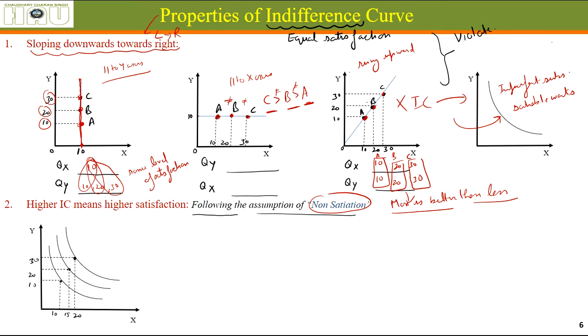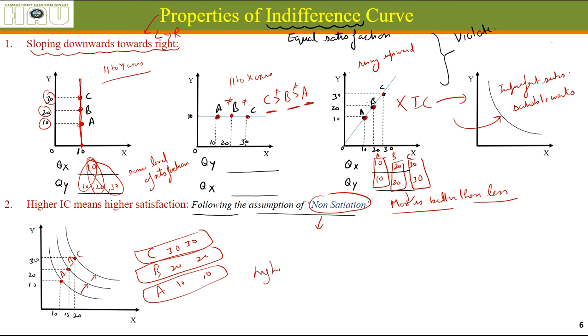Higher indifference means higher satisfaction, that it follows the assumption of non-satiation, which means more is better than less. More quantity of both the goods, you can see at these points A, B and C. At C it is 30, 30, at B it is 20, 20, at A it is 10, 10. So more of the goods means a higher level of satisfaction. Alright, so higher IC means higher satisfaction.